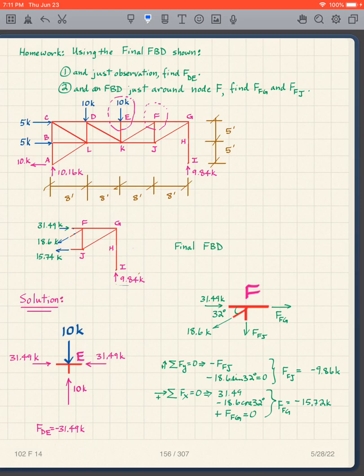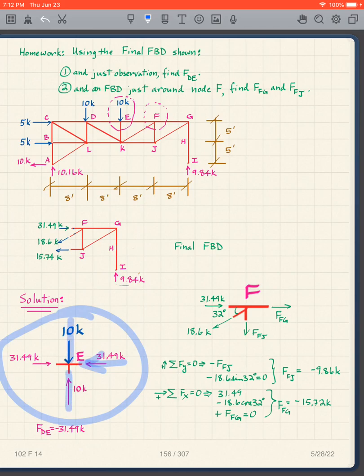Okay, so just observation, find FDE. Well, what do I know? FEF is 31.49 in compression. So if I'm going to draw a free body diagram about point E, what's it going to look like? This is 31.49 in compression, which means what? When I draw the free body diagram about point E, it's got to be in compression 31.49.